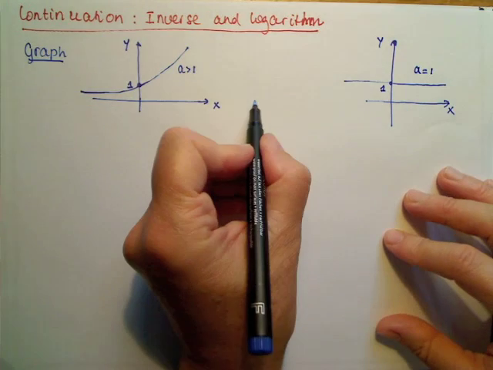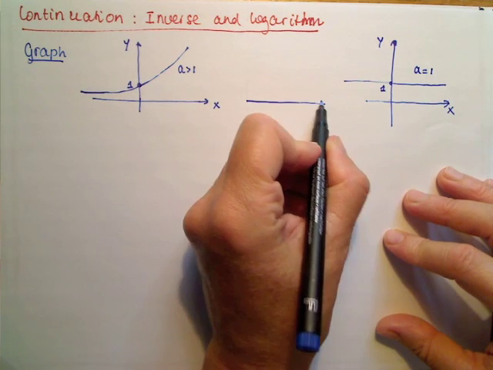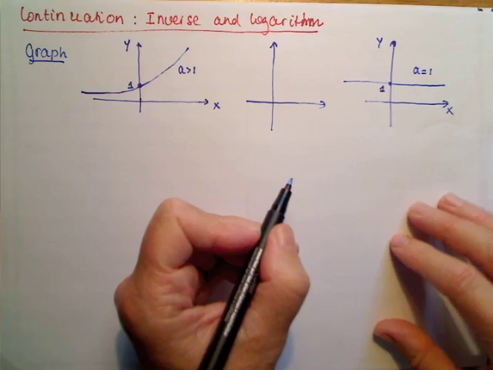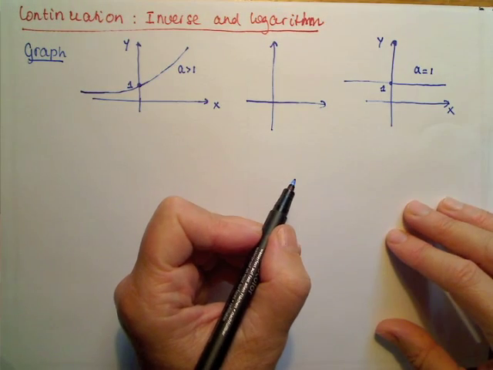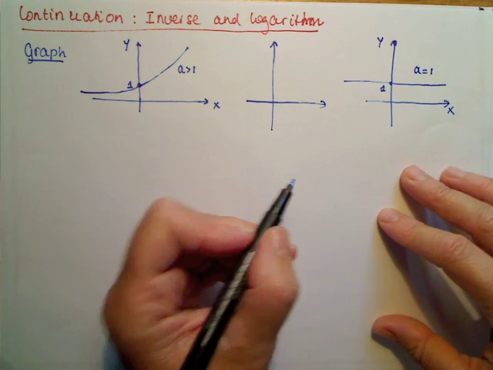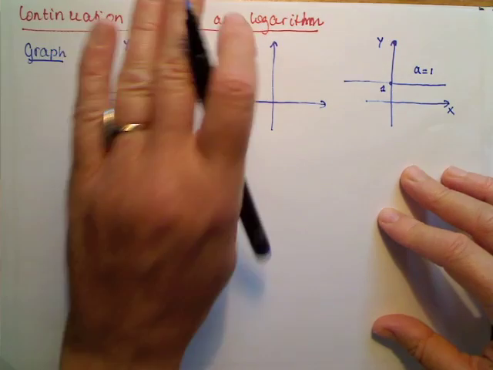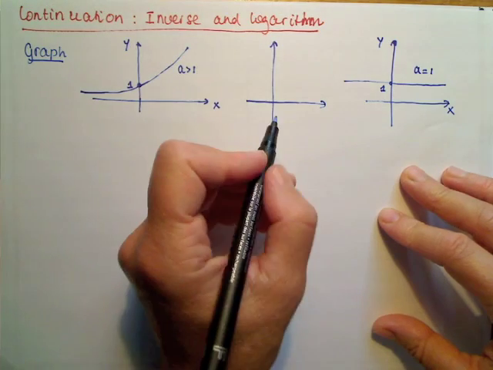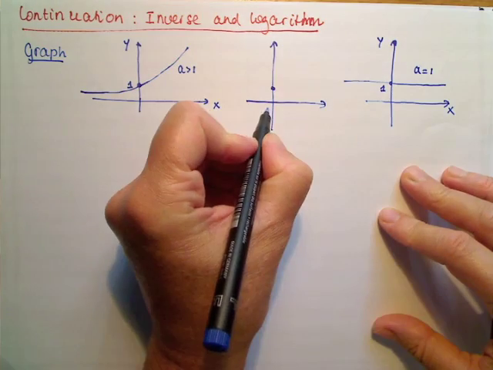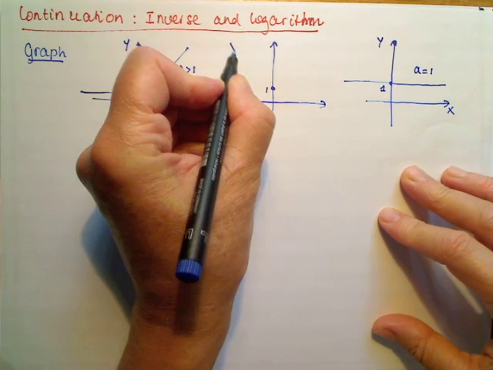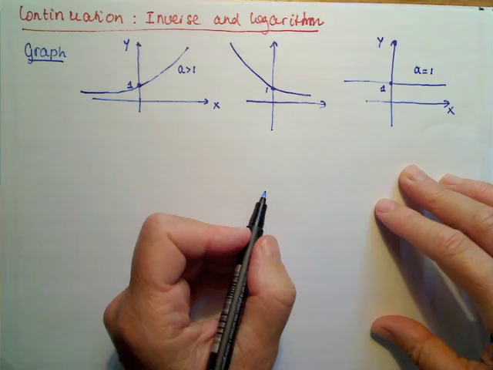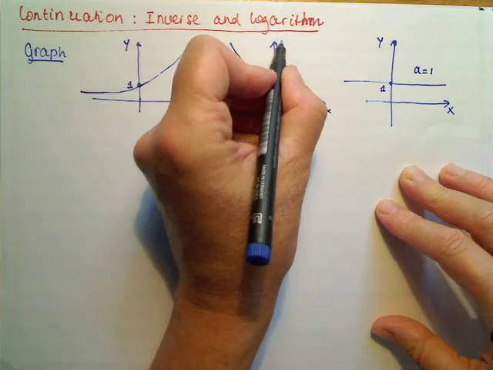And when a is smaller than 1, well, if you think of 1 half to the power x, so 1 half to the power x is in fact 2 to the power minus x, so in fact what we get is just swap the graph of 2 to the power x around the y-axis. So we get such a picture, because 1 half to the power x decreases when x increases.